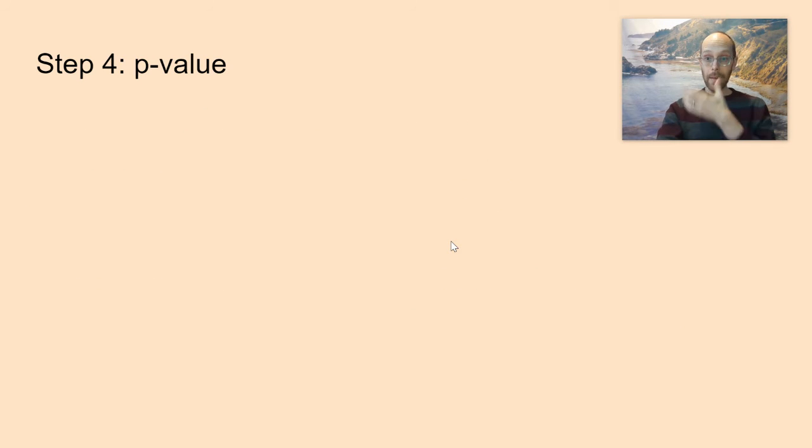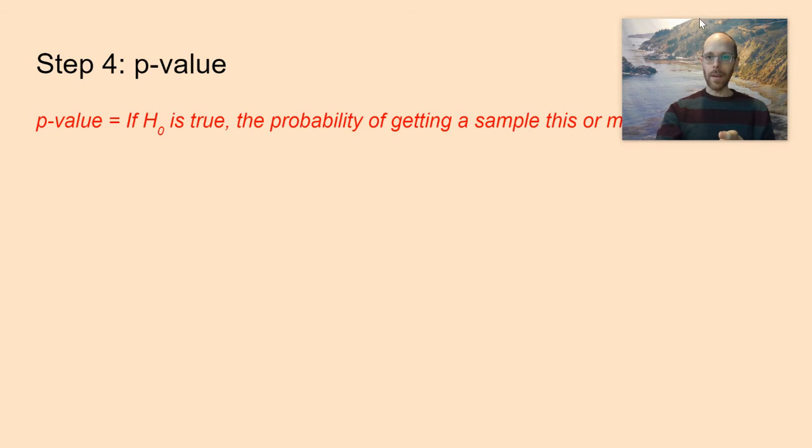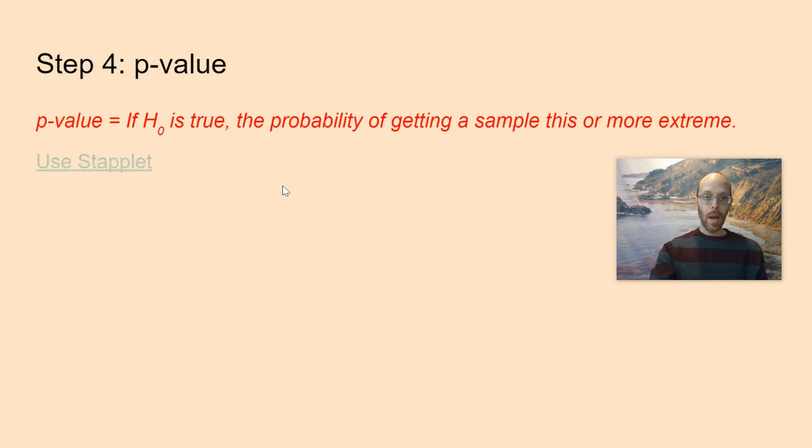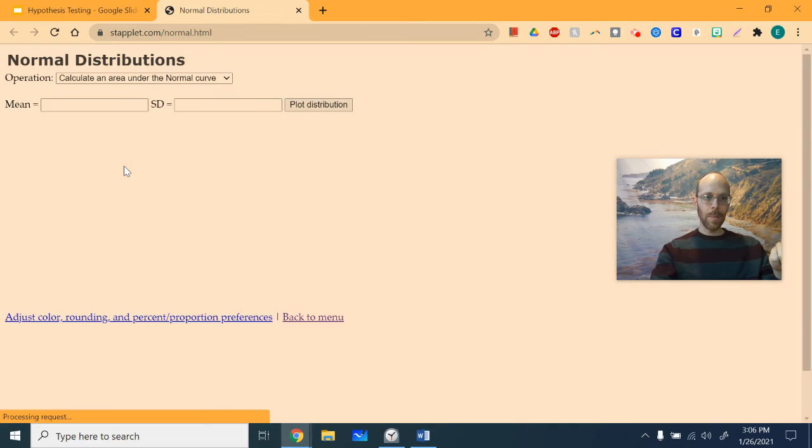We calculate the p-value. Now again, p-value is new terminology today, but it's something that you've already done. The p-value is, if the null hypothesis is true, the probability of getting a sample that is as extreme as the one we got or more extreme. So in this case, it would be the probability of getting a z-score that is 2.2 or larger. So how do we calculate the p-value? The same way you've been finding the probability for the last bunch of days.